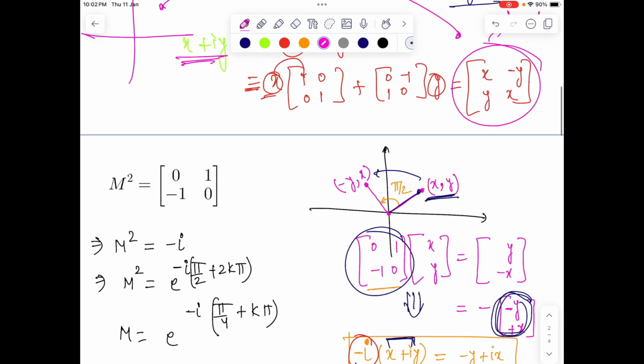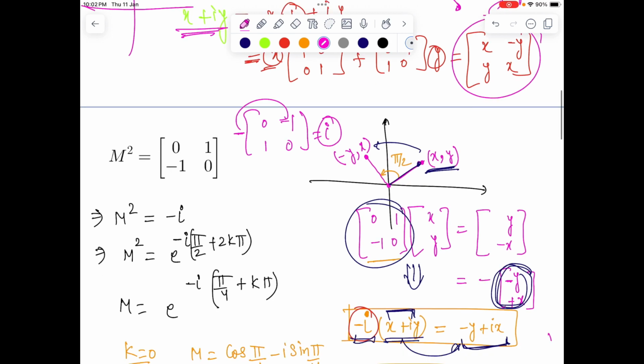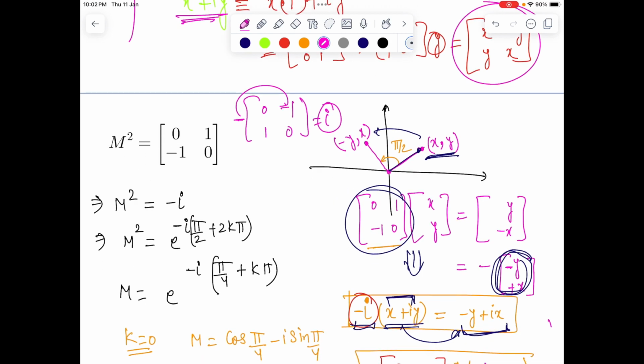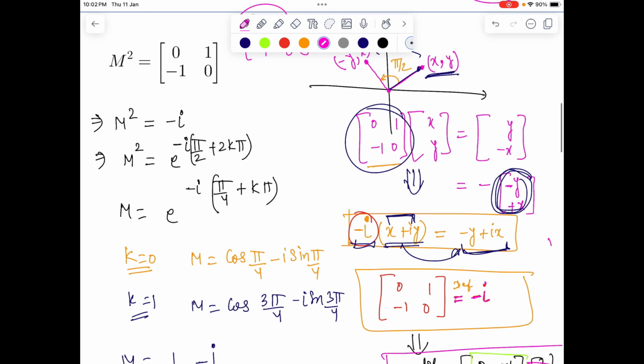Now let's come back to our problem and let's evaluate m squared equals 0 1 minus 1 0. So that's what I've written here. According to our representation, 0 minus 1 1 0 is represented as i. So minus of this will be minus i. Now I can write, using de Moivre's theorem, or in Euler's representation, minus i as e to the power i pi by 2 plus 2k pi. So m is equivalent to e to the power minus i pi by 4 plus k pi.